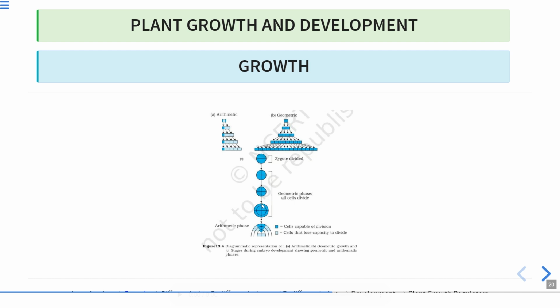Here all the cells are dividing, and in the arithmetic phase the cells are capable of division only here, and the other cells lose the capability. In the case of geometric, all the cells are in the dividing phase, whereas in the arithmetic you can see only one cell is dividing, and that is pushing towards the outside. So this is a representation of arithmetic growth and geometric growth.